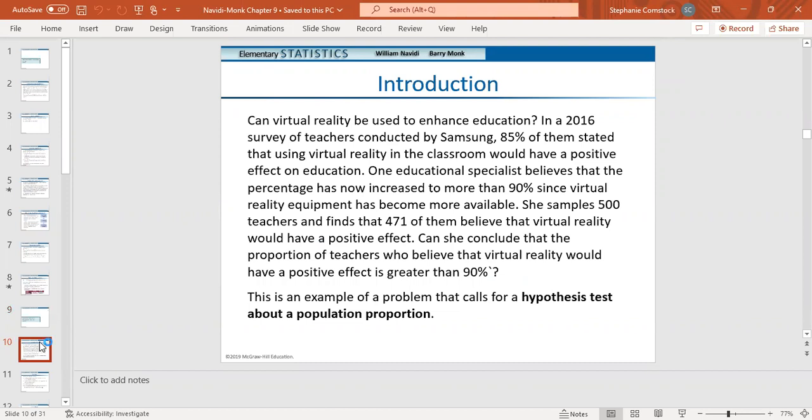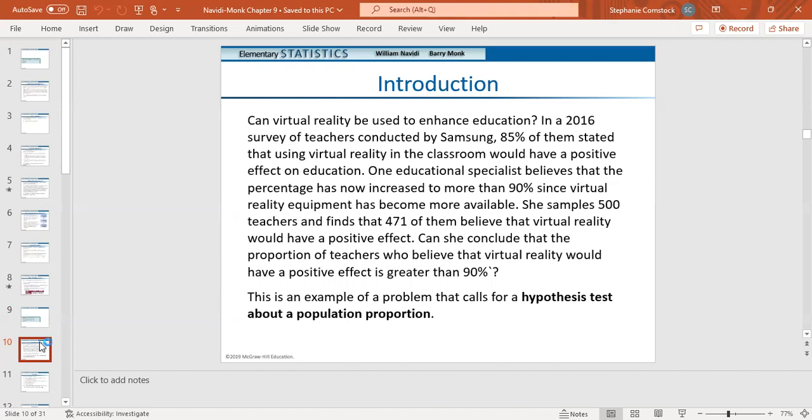A 2016 survey of teachers that Samsung conducted said 85% of them said that virtual reality in the classroom would have a positive effect on education. Now, one educational specialist believes that the percentage is actually closer to 90% or more than 90% since virtual reality equipment has become more available. In 2016 there was some availability, now it's become more readily accessible. So she sampled 500 teachers and finds that 471 of them believe that virtual reality would have a positive effect.